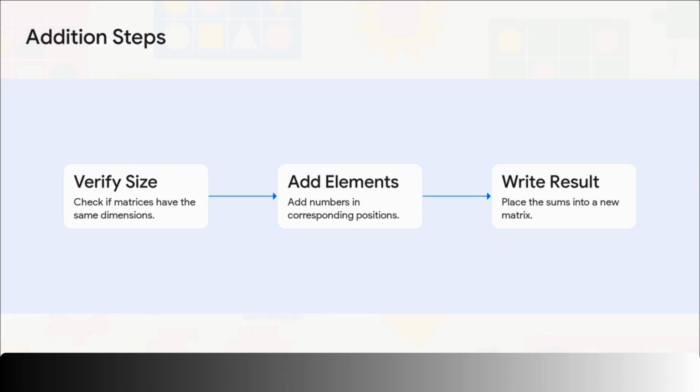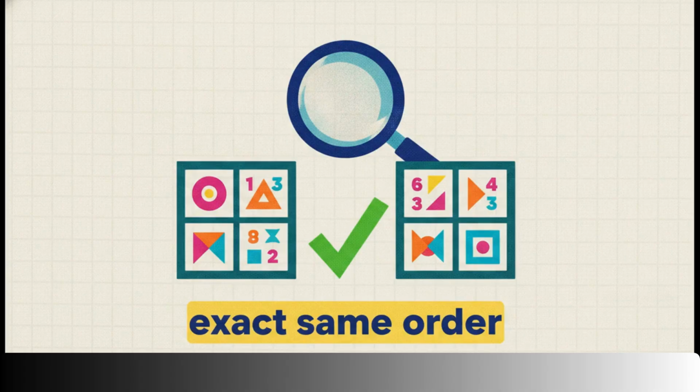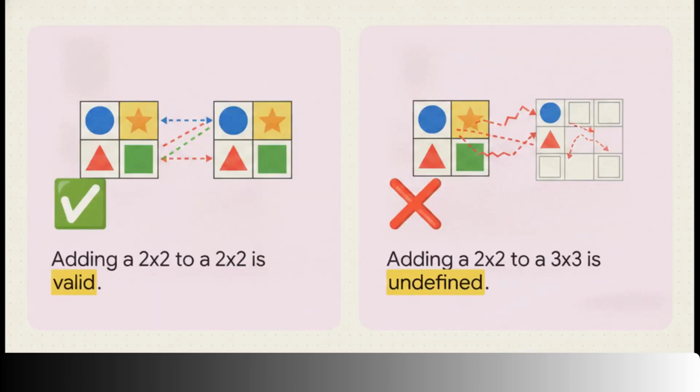Let's break down step 1. So step 1 is absolutely vital. Verify dimensions. If your matrices do not have the exact same number of rows and columns, well, I'm sorry, you're out of luck. Addition simply won't work. In linear algebra, this is called having the same order. Basically, if you have a matrix with 2 rows and 2 columns, you can only add it to another matrix that also has 2 rows and 2 columns. You can see a super common mistake right here, where trying to add mismatched matrices makes the calculation completely undefined.